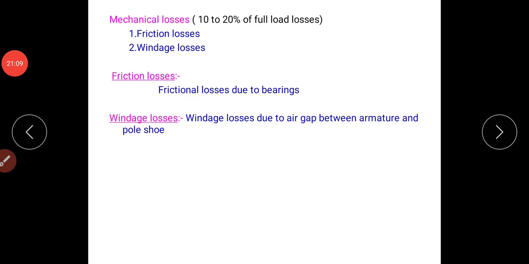Okay, finally we can say that the total loss equals copper losses plus iron losses plus mechanical losses. Copper losses are three types: armature copper losses, series field winding copper losses, shunt field winding copper losses. Mechanical losses are divided into two types. First one, frictional losses, second one, windage losses. Iron losses are divided into two types: hysteresis losses and eddy current losses.